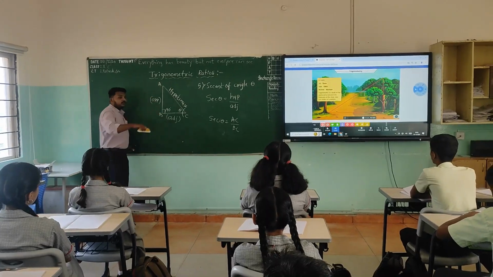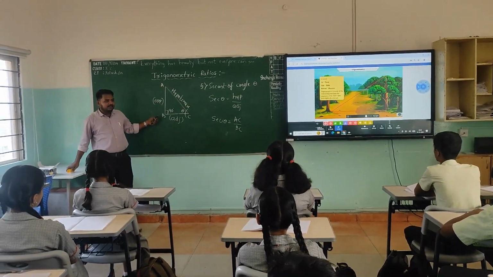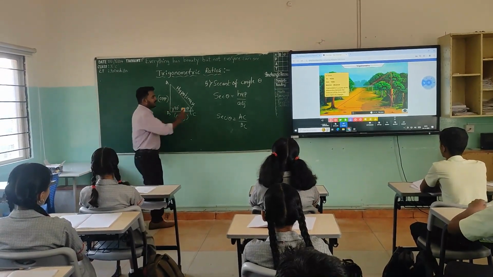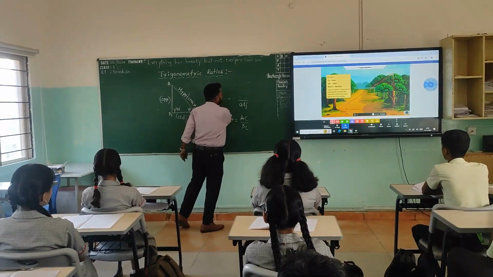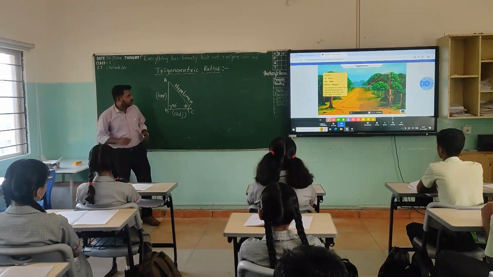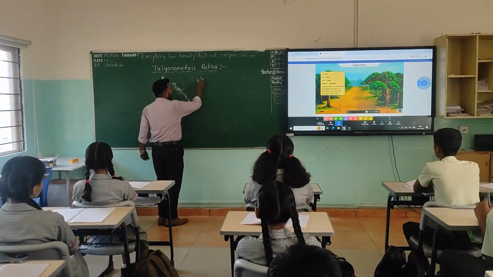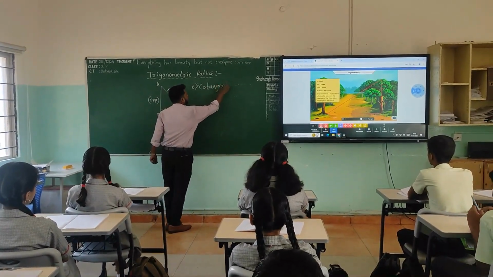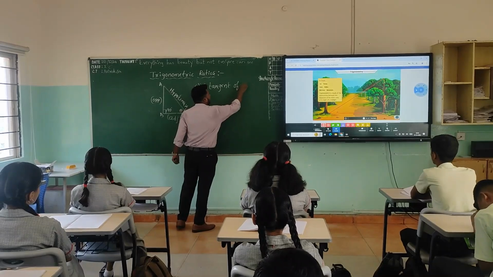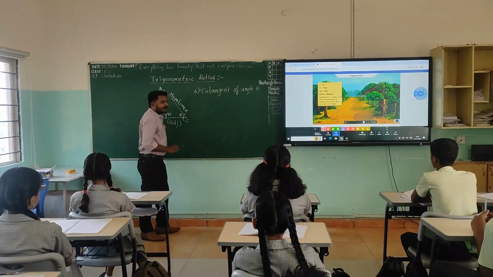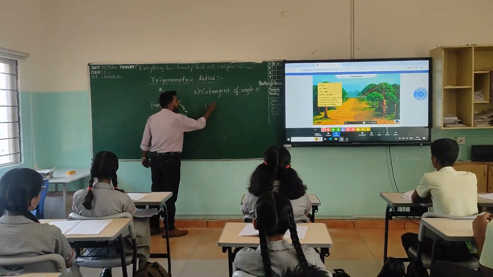So the third ratio we have seen is tan theta, correct? Tan theta is equal to opposite by adjacent. The last ratio is the reciprocal of tan theta, which is cot theta, tangent and cotangent. So the last, sixth ratio is the cotangent of angle theta. We will write it as cot theta.